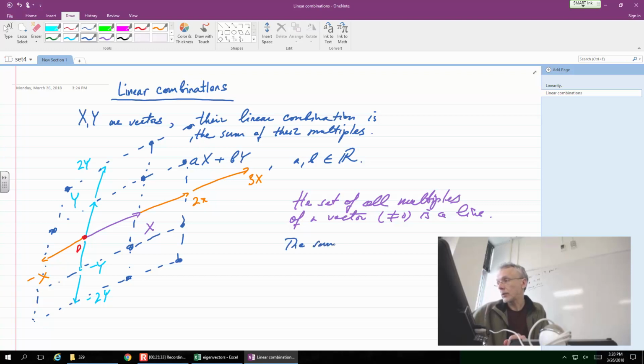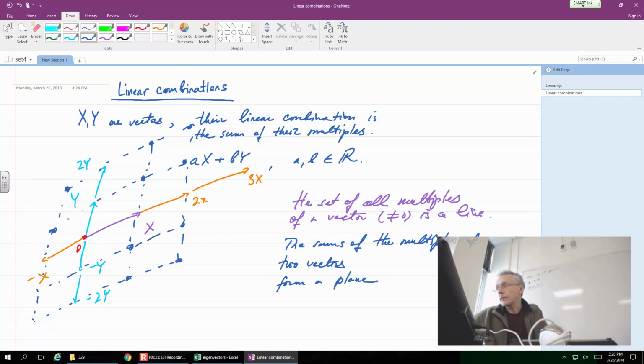So the sums of the multiples of two vectors form a plane, unless what? To begin with, both of them are not 0, but is that it? They're not parallel, which algebraically we express how? Not multiples of each other.